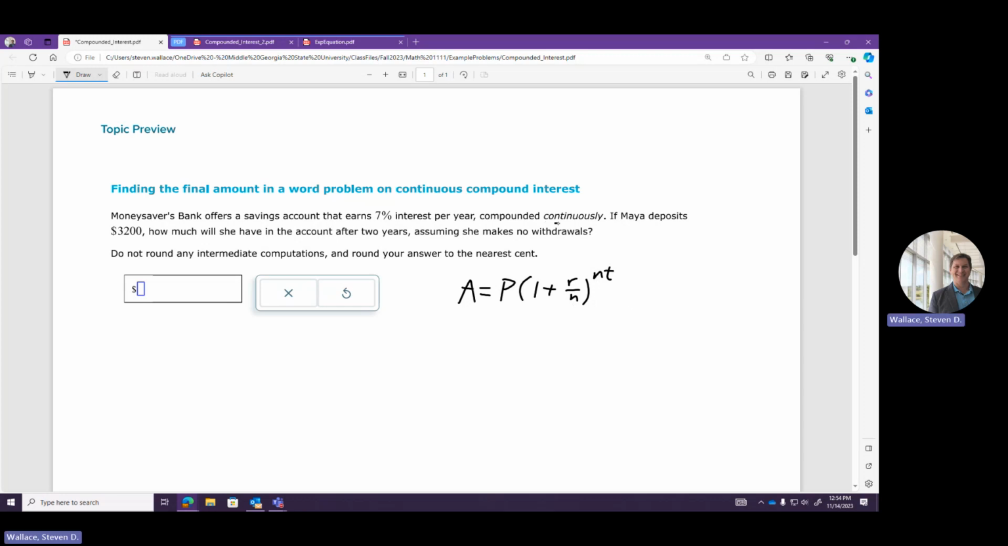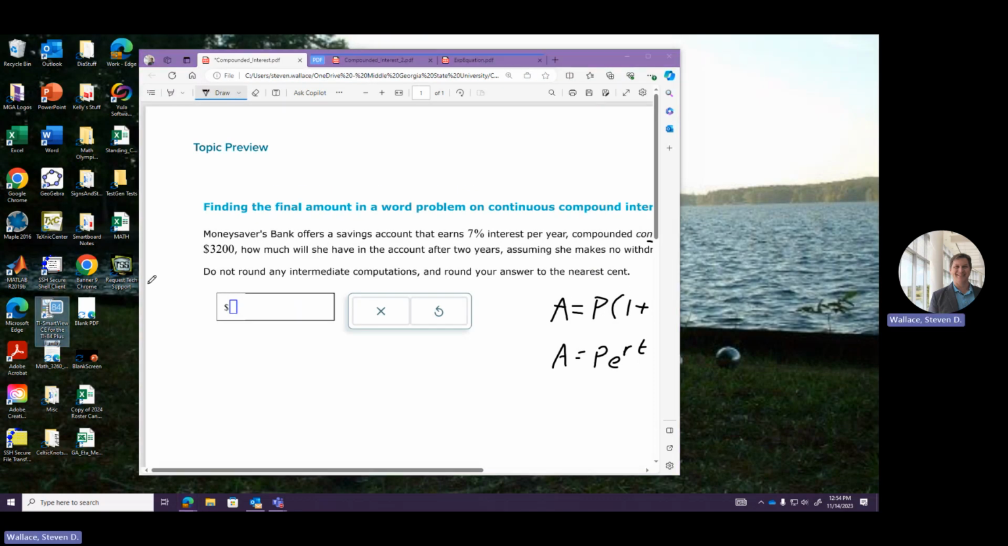But this is compounded continuously, right? So that's using the other formula, right? Because continuously means that N is infinity, and we can't really plug in the number infinity right there. So this is just an easy plug and chug kind of question here. Let's get our calculator out.